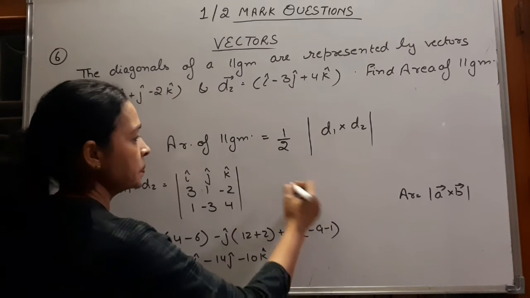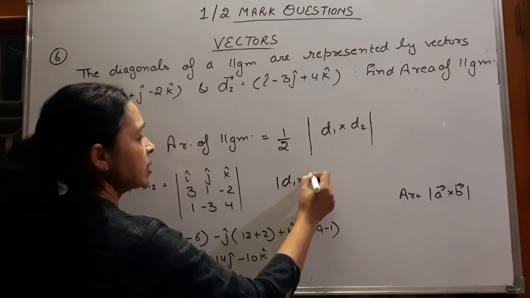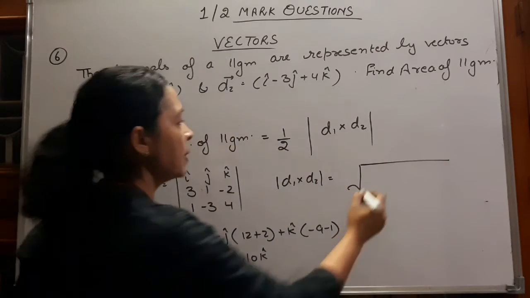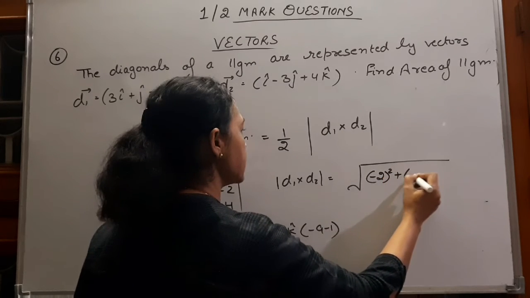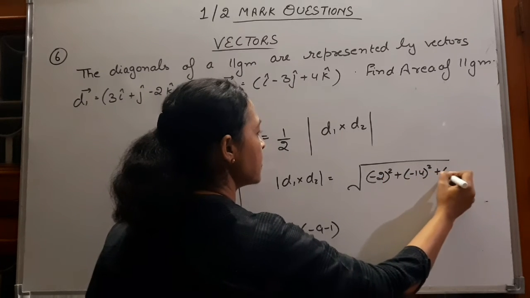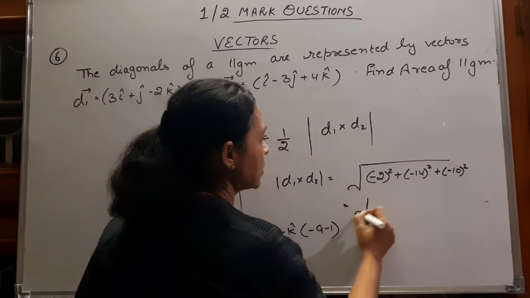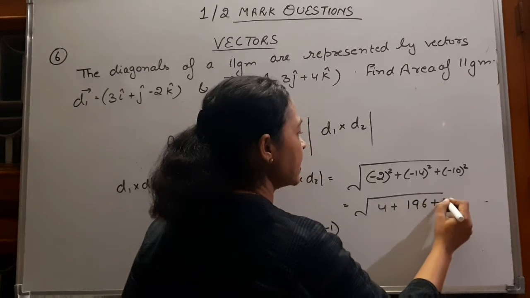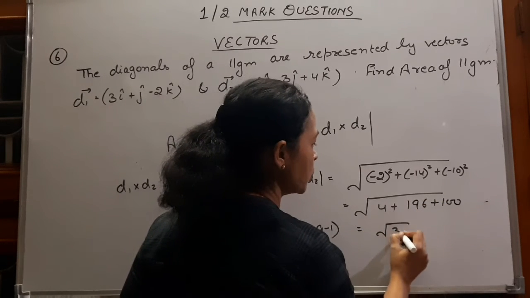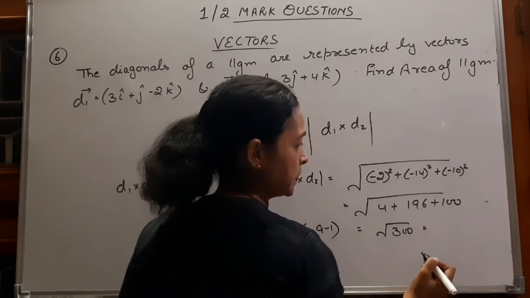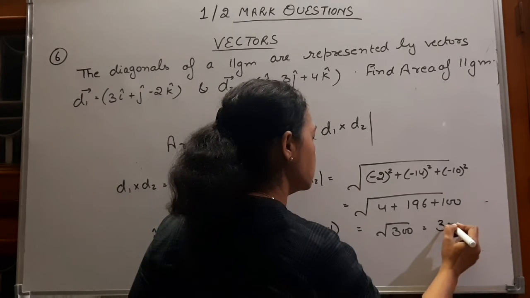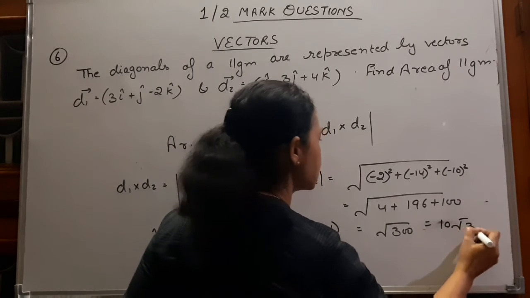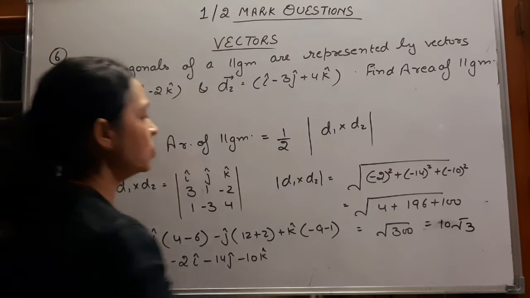Now the magnitude of d1 cross d2 is under root minus 2 whole square plus minus 14 whole square plus minus 10 whole square. This is 4 plus 14 whole square is 196 plus 100. That is root 300, and root 300 is 10 root 3. This is the magnitude of d1 cross d2.